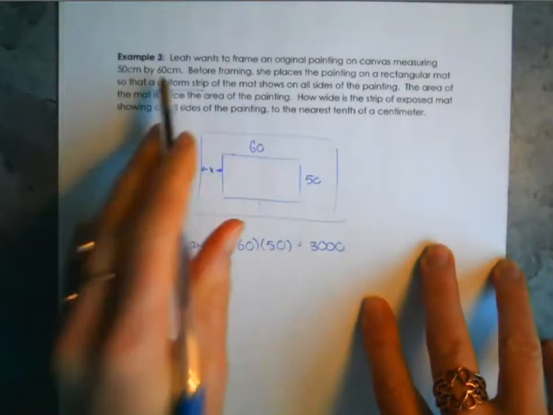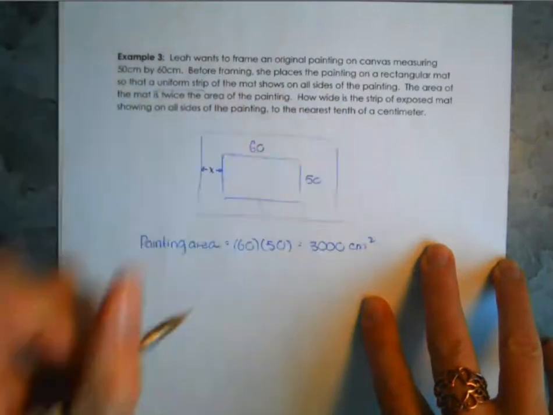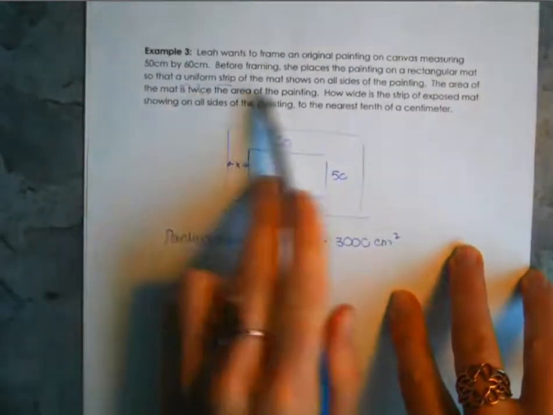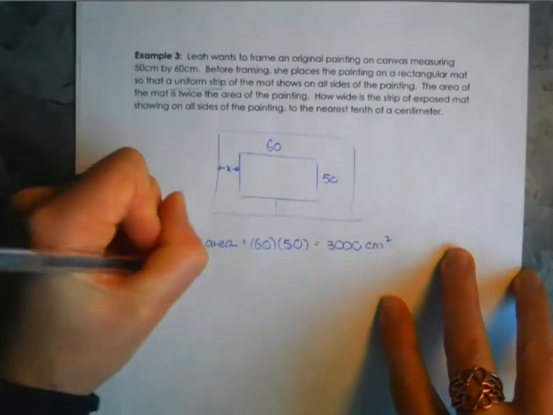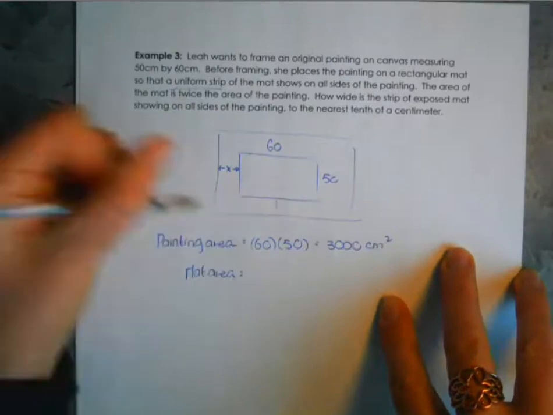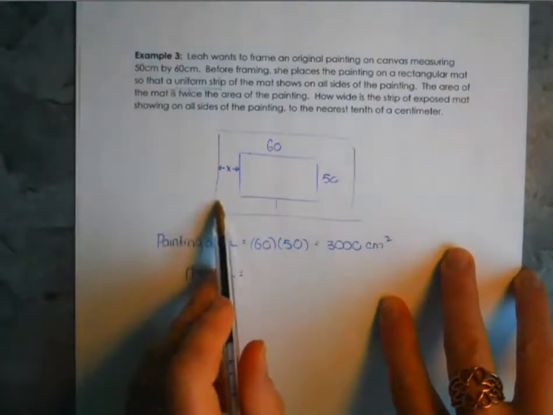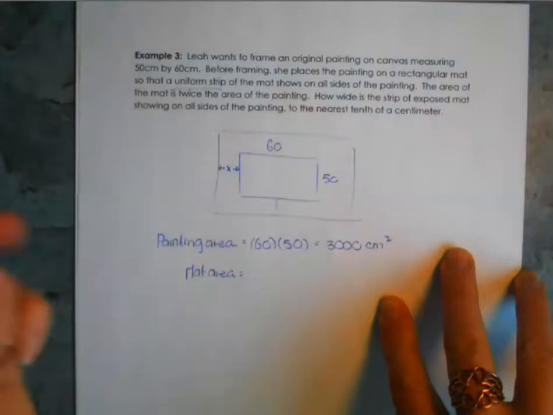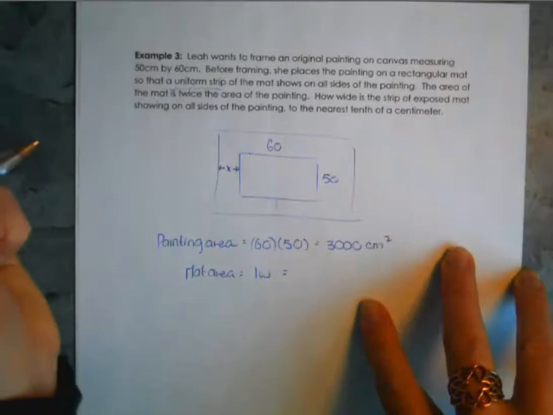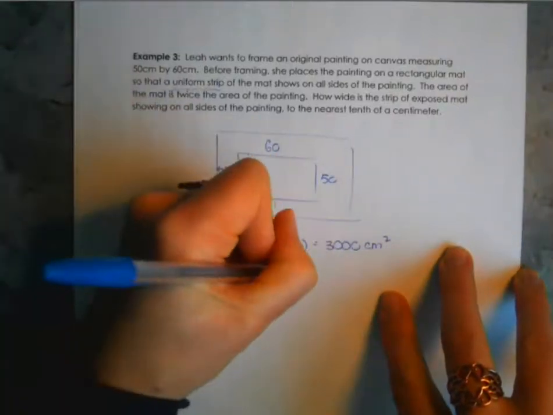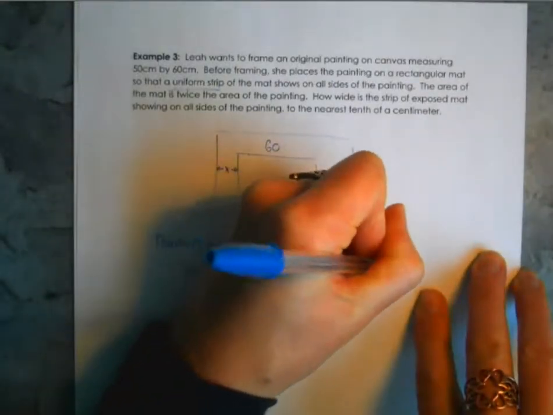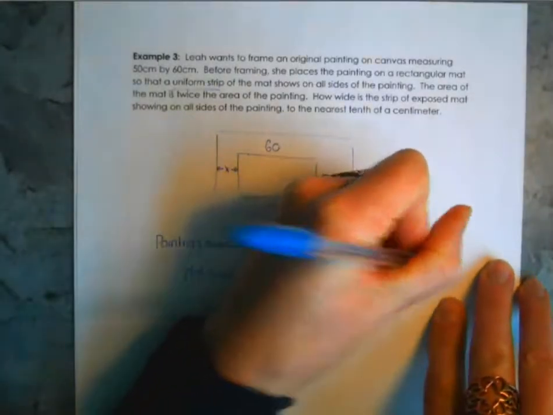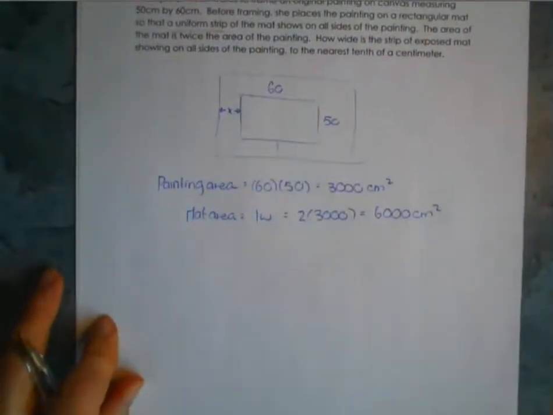Our units were centimeters, so for area it's always going to be centimeters squared. And we're told that the area of the mat is twice the area of the painting. So mat area, again, is going to be the length times the width of the mat, but we don't know what those values are. We know that it's going to be twice this value, 2 times 3,000, which is going to give us 6,000 centimeters squared. Okay, so that's the area of our mat.